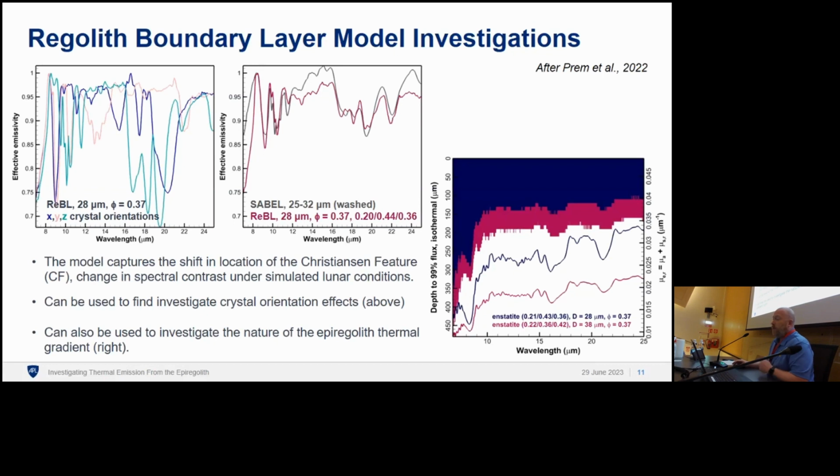And the plot I wanted to point out here is actually the one on the right. These models would predict, as we'd expect, that in the Christiansen feature region, which is on the left side of this plot, on the lower left, you would be getting energy from deeper inside the sample than you would at the longer wavelengths. And we do see this. We're actually getting energy from 2 to 3 times deeper at 7 or 8 microns than we are at 15 to 20 microns. This is another case where we have the model that suggests this should happen, and we've actually seen it with Diviner as well.